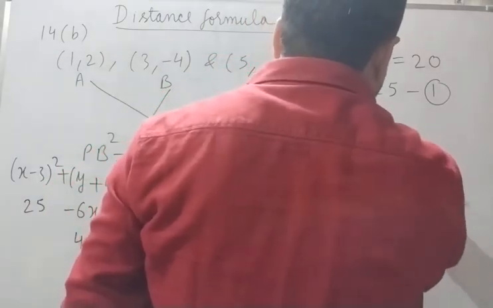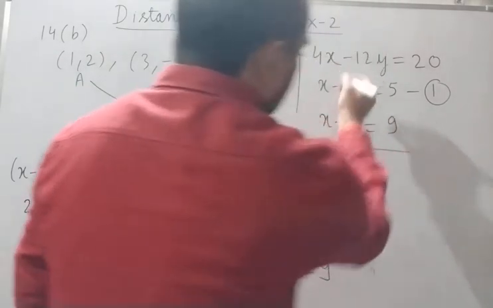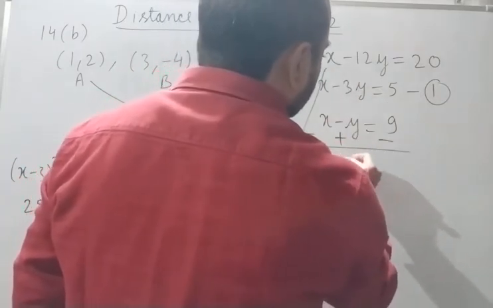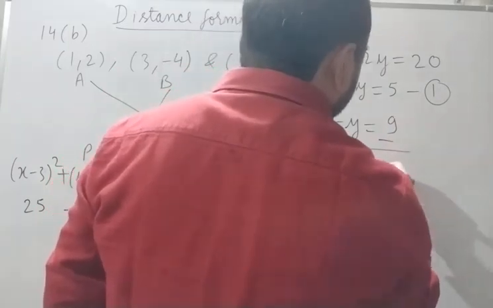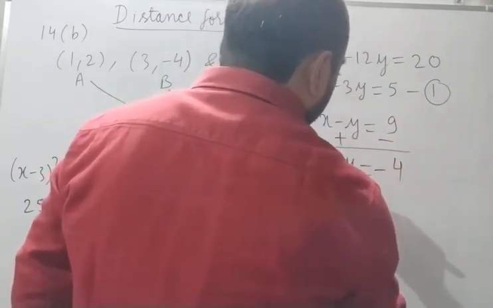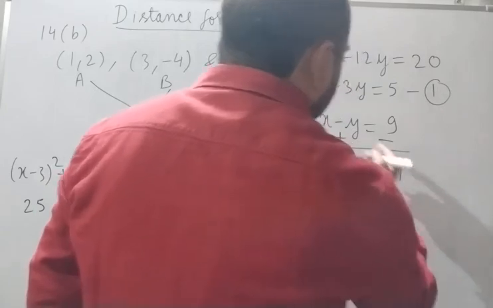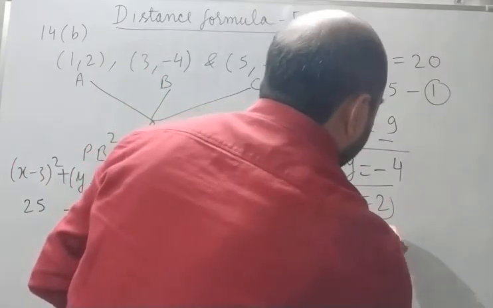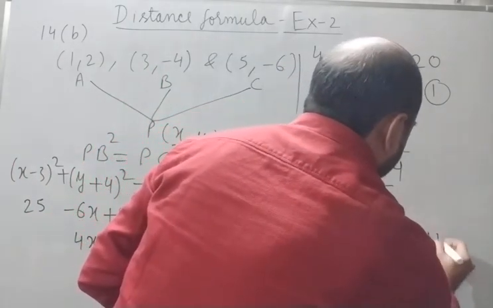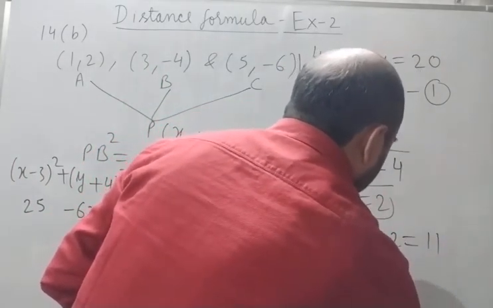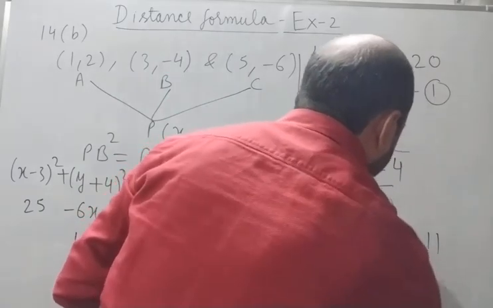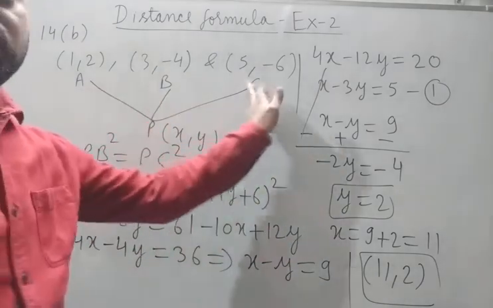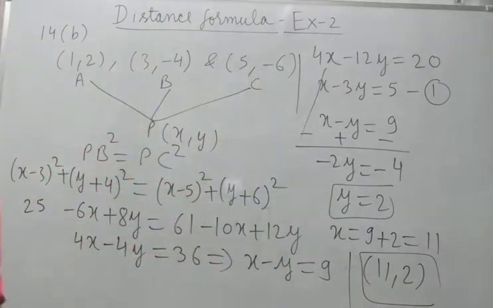x minus y is equal to 9. Solve: minus plus minus. So minus 3y plus y is minus 2y, and minus 9 plus 5 is minus 4. So y will come to 2, correct. If y is 2, you substitute, x will be 9 plus 2, that is 11. It means the point is 11 comma 2, which is equidistant from all the points. Okay.